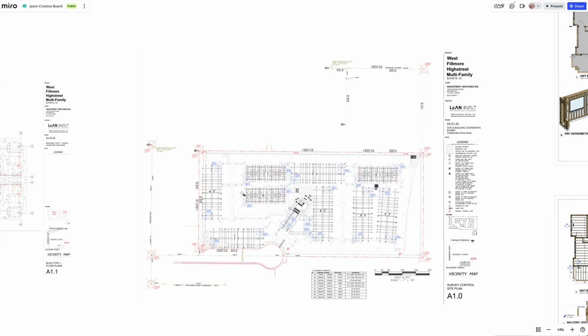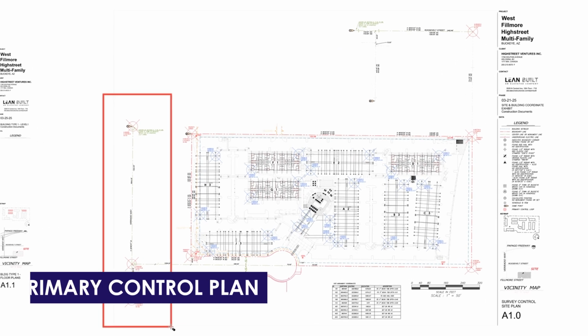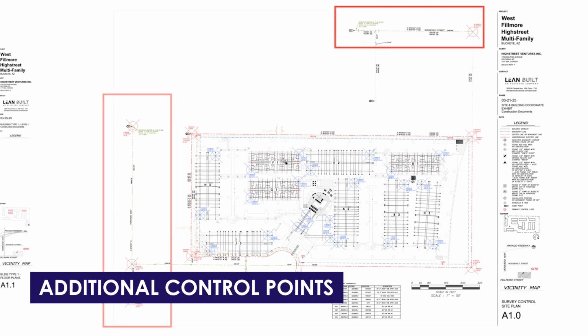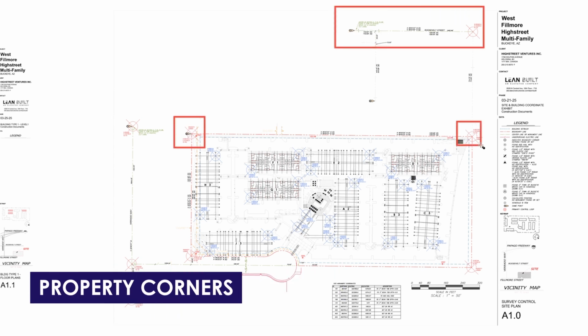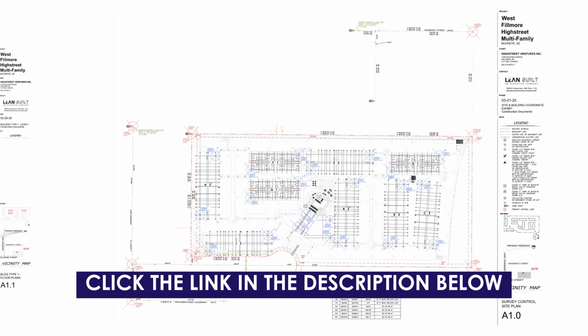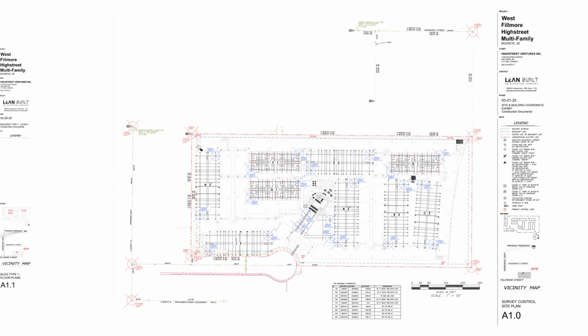I'm really excited about it, but you'll see that in our primary control plan, a lift drawing, we typed in our basis of bearings, additional control points, and our property corners. I showed you this video in the last YouTube video we did in reference to coordinates, and we'll link you to that as well, but we actually plugged in the coordinates per building.